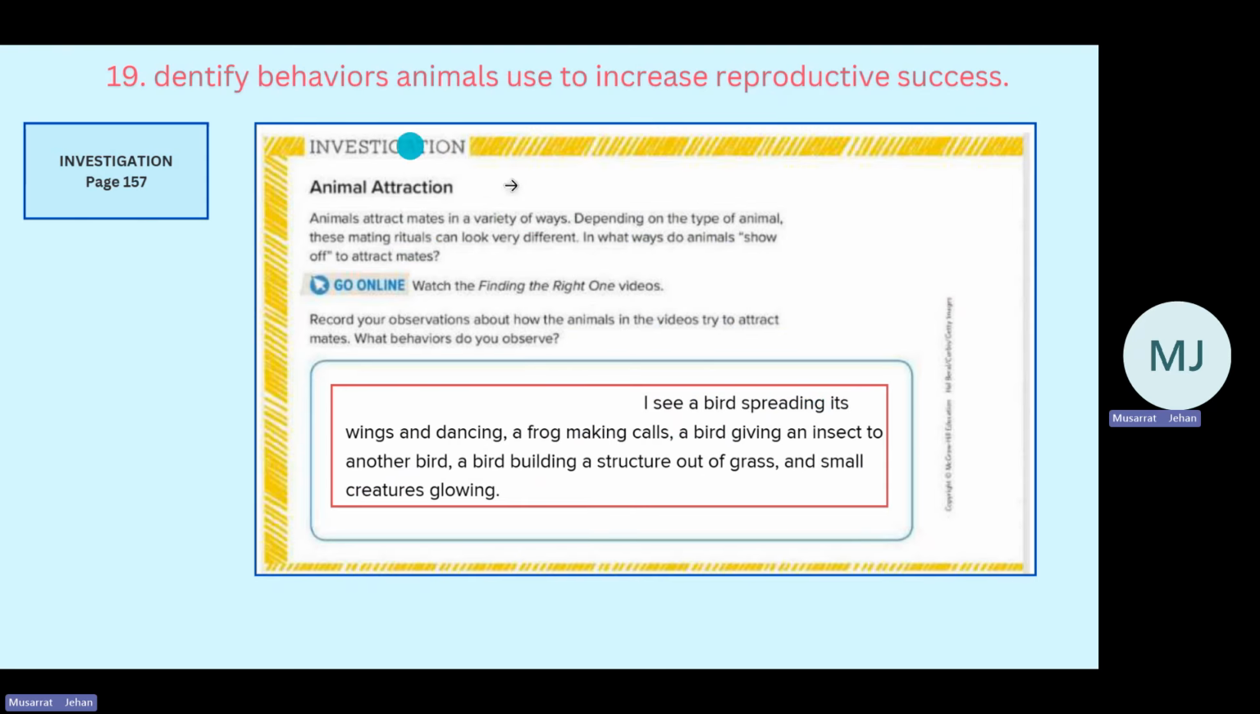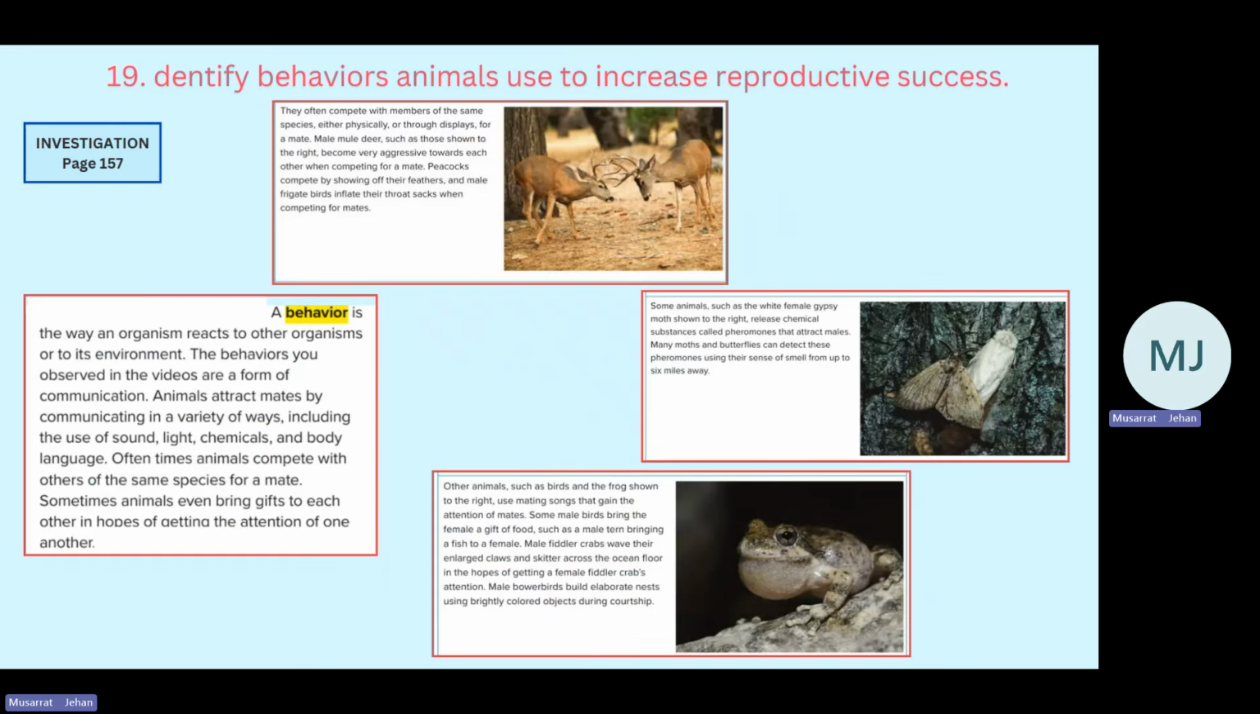Now we come to the behaviors of animals. Here it says, record your observation about how animals in the videos try to attract mates. We saw many videos where the birds and frog were trying to attract their mates in different ways. You saw it spreading its wings and dancing. It was making sounds, singing. It was building a nice colorful nest, or producing light and glowing to attract the mate. These are all ways to attract, and these are called courtship behavior.